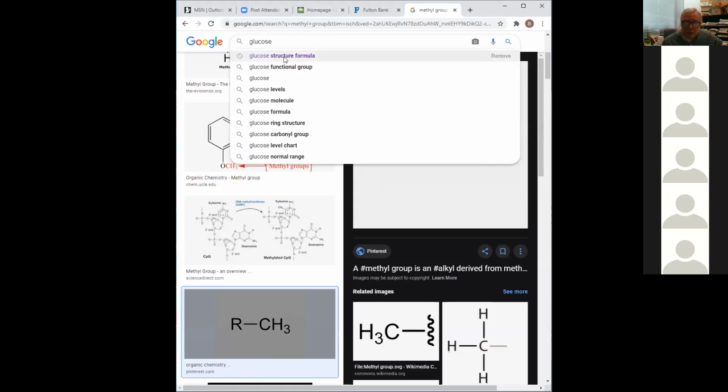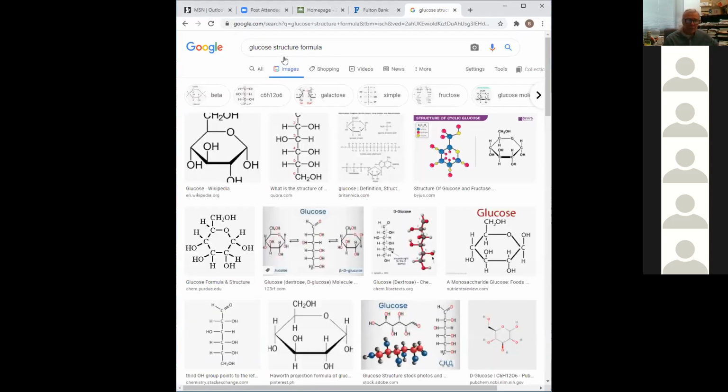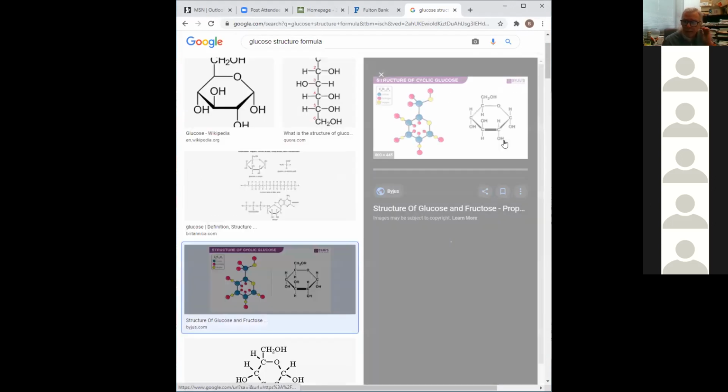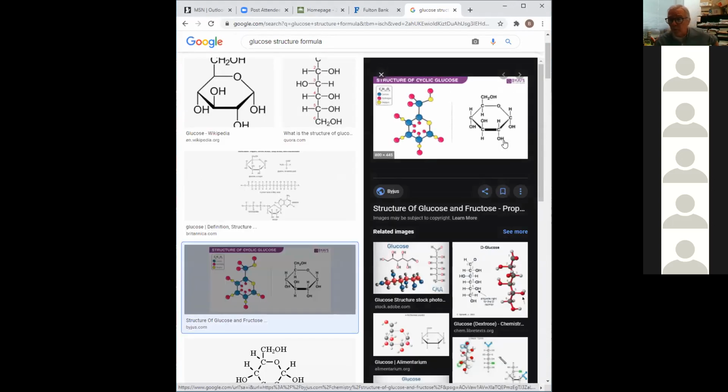So we're going to make a sugar called glucose. And glucose is probably the most important sugar there is, because it makes up carbohydrates. It's the monomer of carbohydrates, and it is our, and other mammals', blood sugar. That's the sugar that's flowing through your arteries and veins, is glucose.